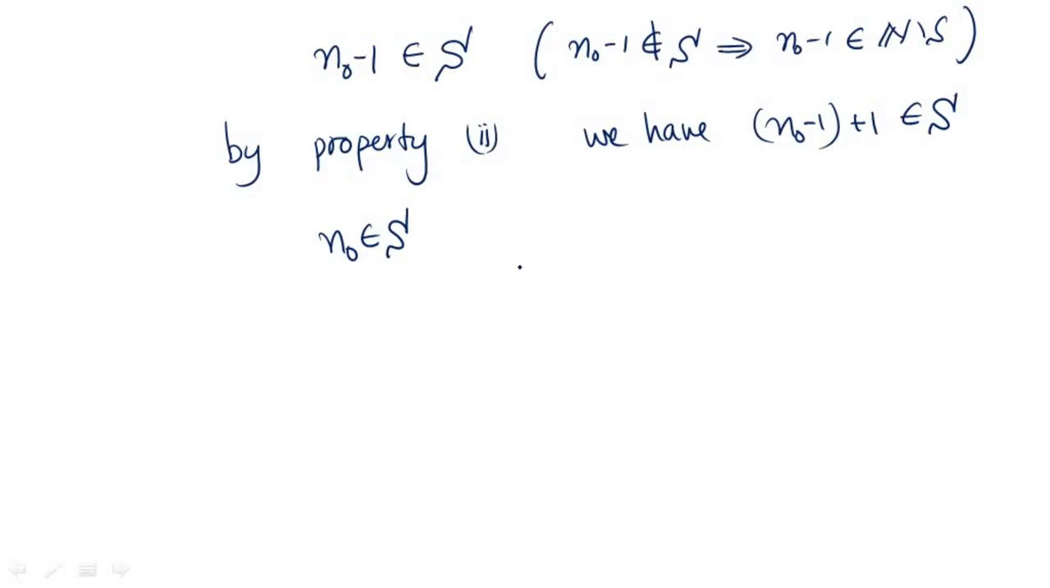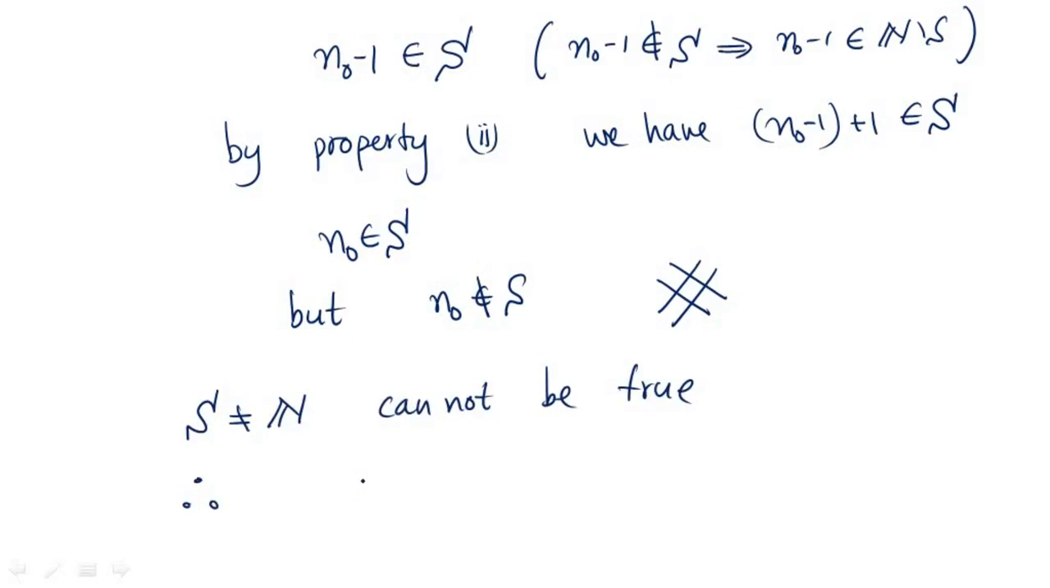Now note that we have already concluded that n naught does not belong to S. Now we have both n naught belongs to S and n naught does not belong to S, which is a contradiction. Now how did we obtain this contradiction? By assuming S is not equal to N. Therefore, we must have S is equal to N.